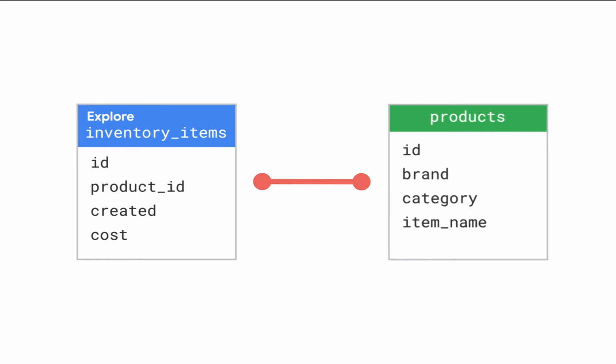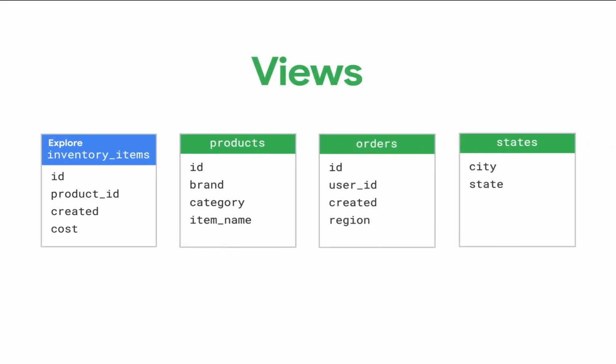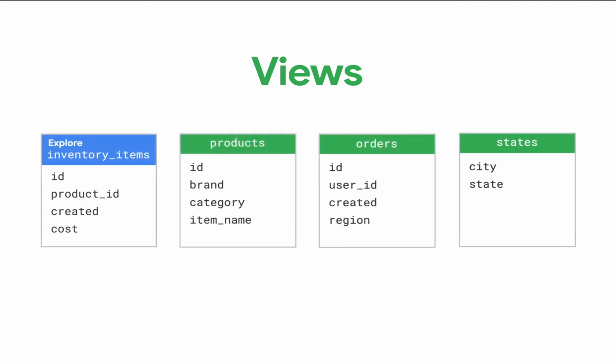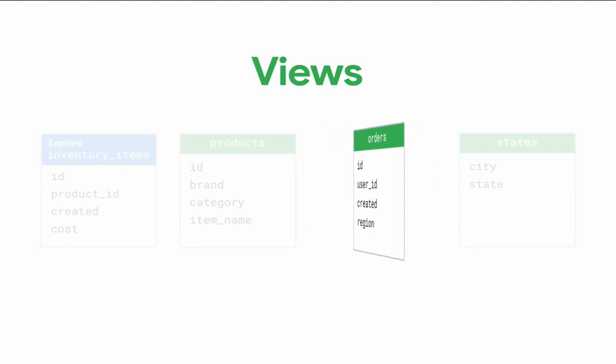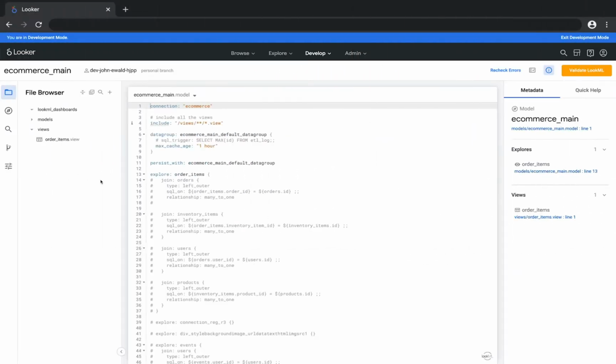Before jumping into the details, it's important to note that not all views are explorers, because not all views describe an entity of interest. For example, a states view that corresponds to a lookup table for states' names doesn't warrant an explorer because business users never need to query it directly. On the other hand, business users probably want a way to query an orders view, so defining an explorer for orders makes sense. Explorers are usually defined within a model file, but can also be defined in a separate explore file.